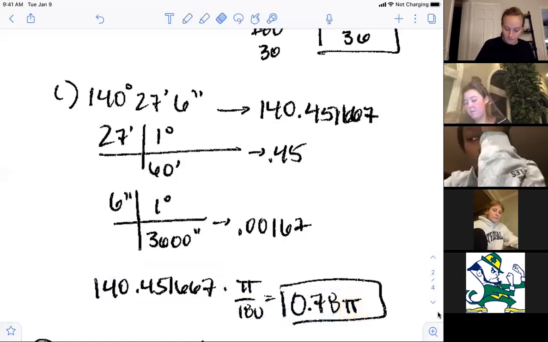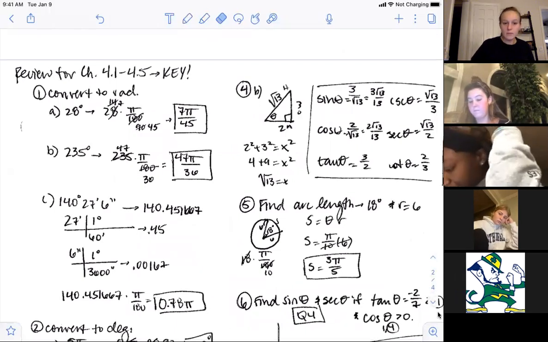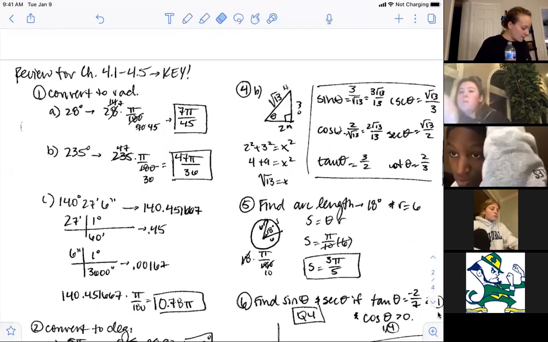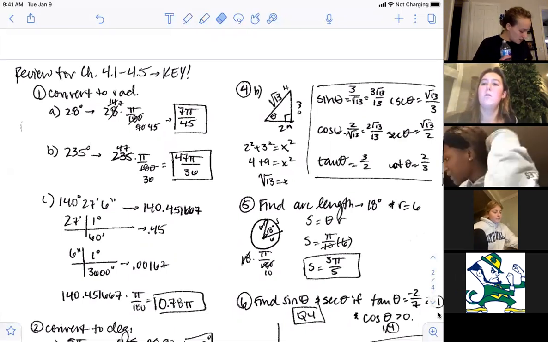Can you zoom out? Your square's kind of covering the answer. Thank you. All right, I'm just checking my math because I also could have done it wrong. That happens sometimes. I might just miswrite something.